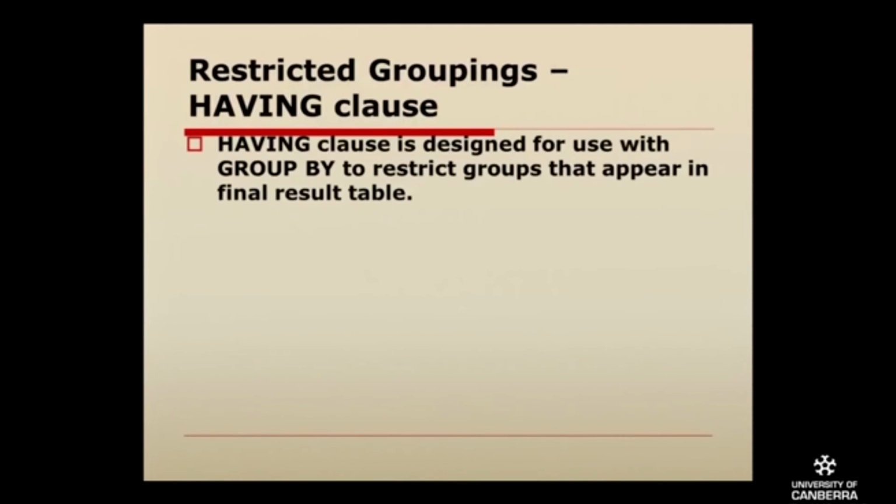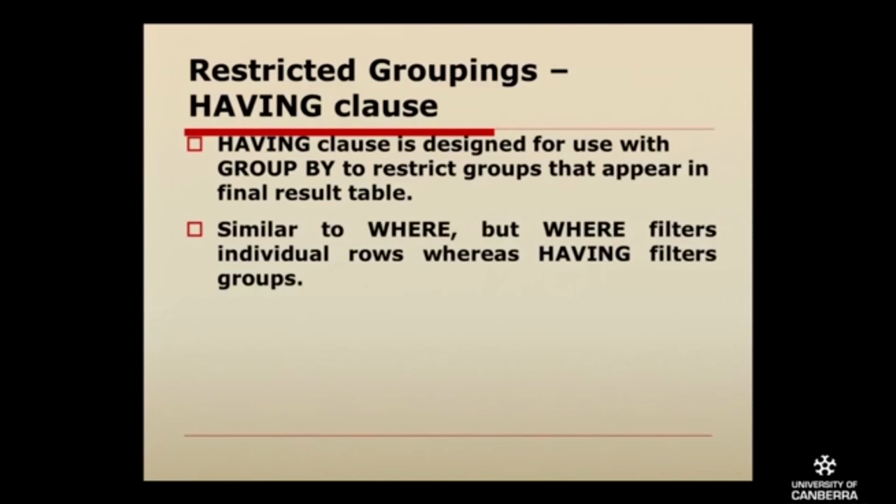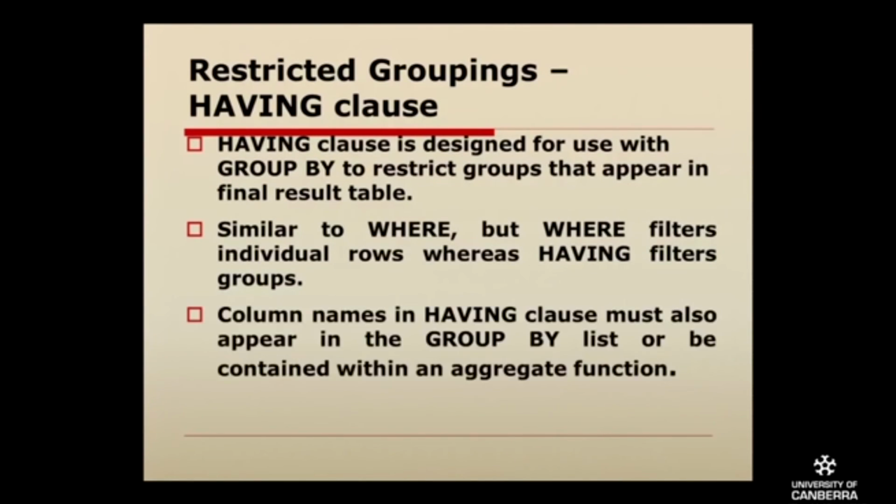Now if you have a condition that you want to apply to a group, you don't use where. When you're using group by and you have a condition that you want to apply to the group of rows, you use having. Having applies a filter or condition to a group of rows. So you don't use where with group by, you use having. Fairly easy. That's something that you have to remember.